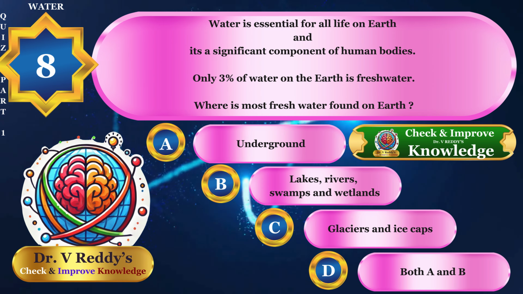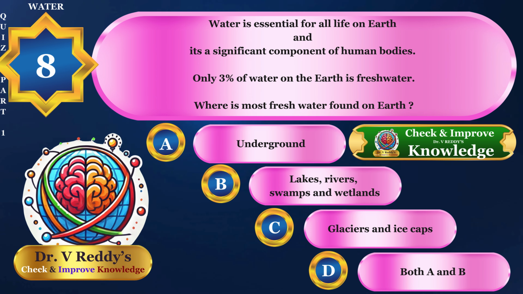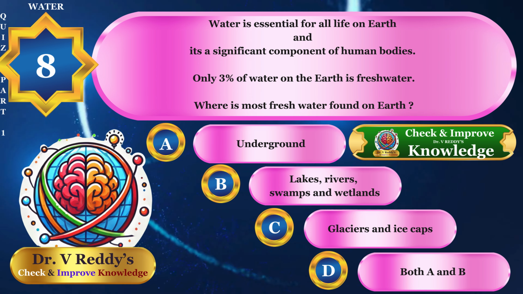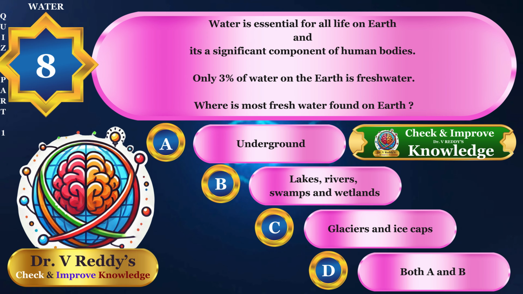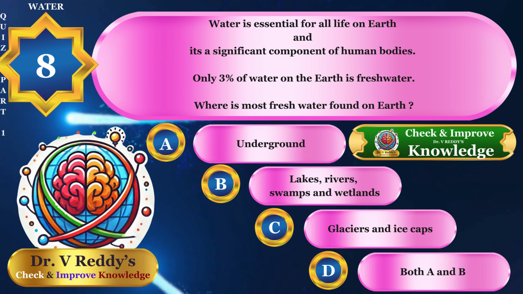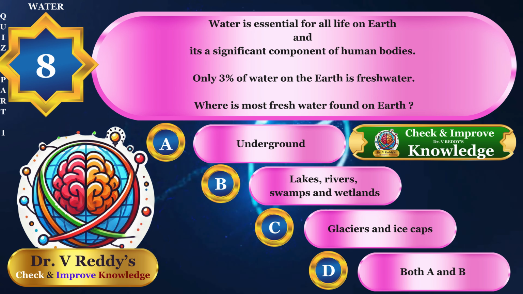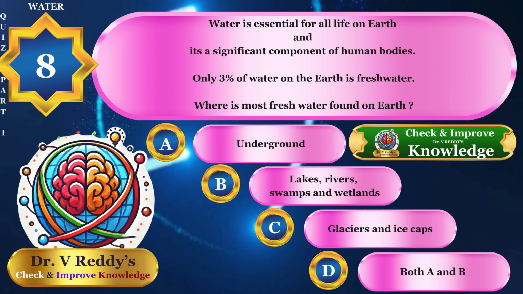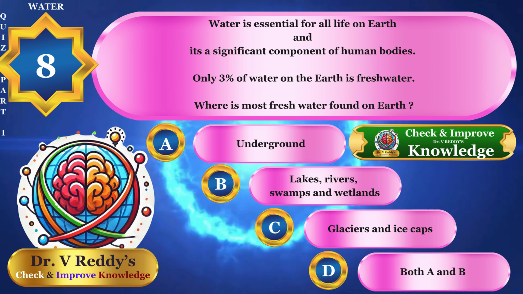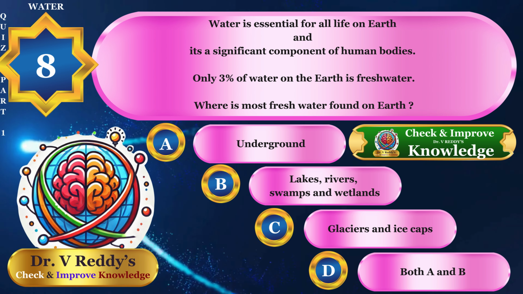Eight. Water is essential for all life on Earth and is a significant component of human bodies. Only 3% of water on the Earth is fresh water. Where is most fresh water found on Earth? A. Underground. B. Lakes, rivers, swamps, and wetlands. C. Glaciers and ice caps. D. Both A and B.